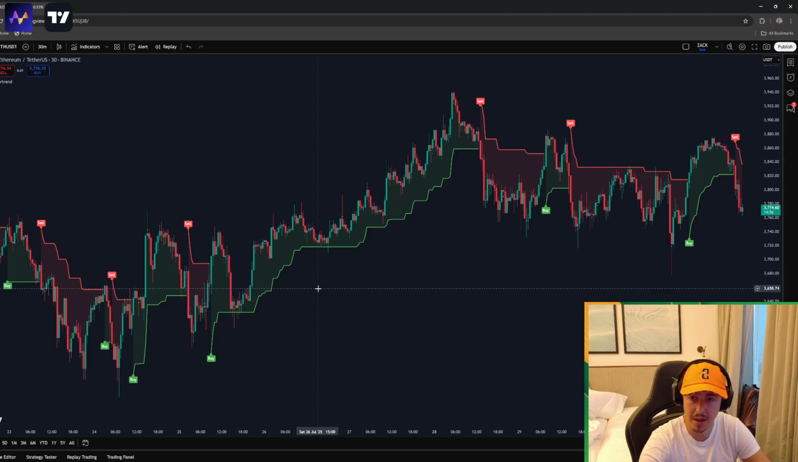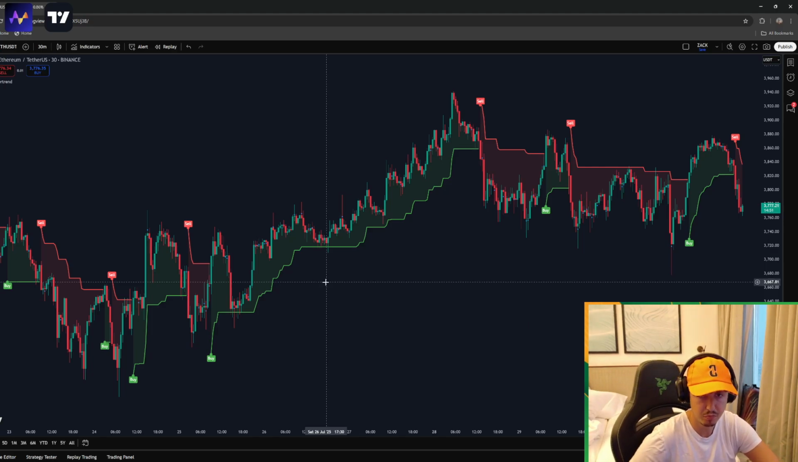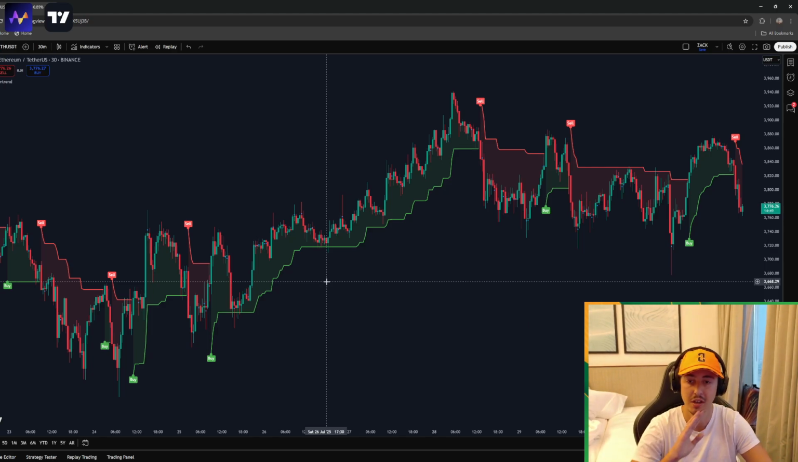But let's take a look at it. Let's see, is it worth the hype? Does it have a particular edge over other types of indicators? And is it really super? Is the super trend super?